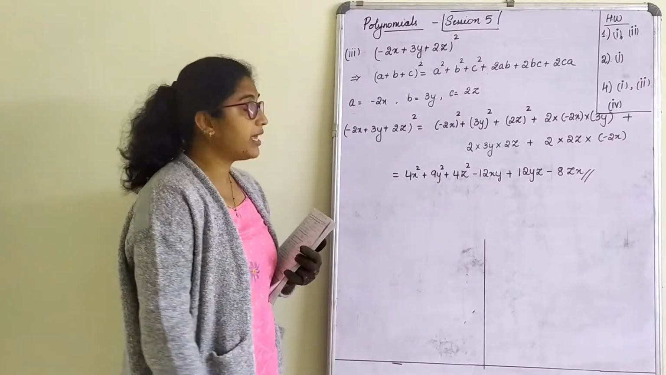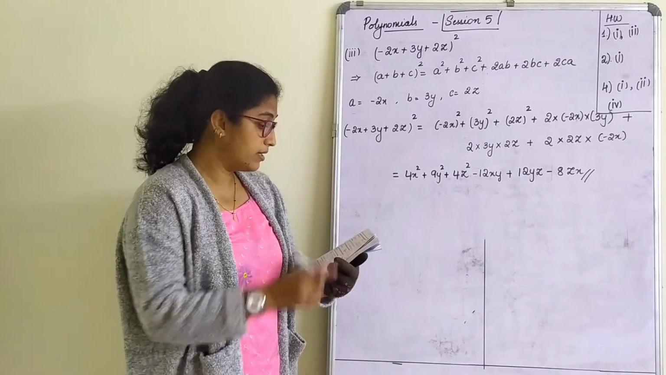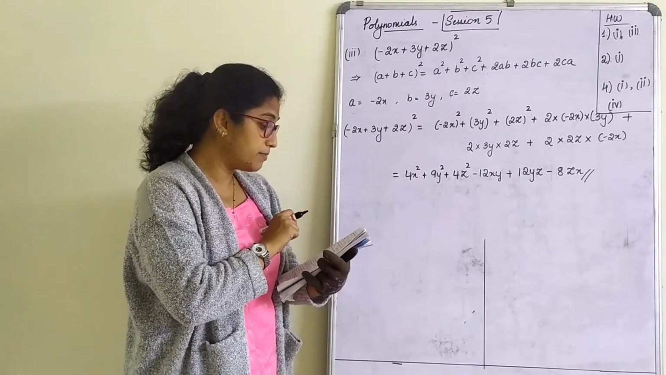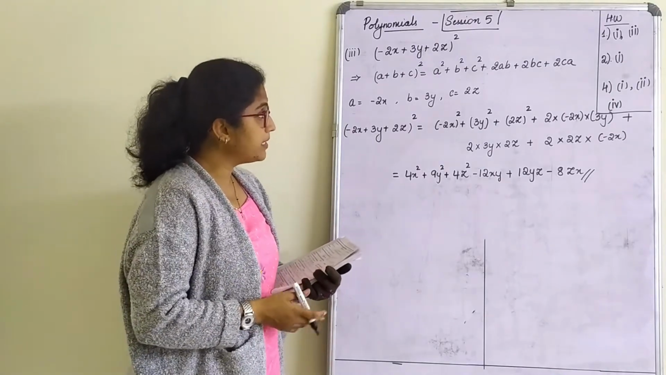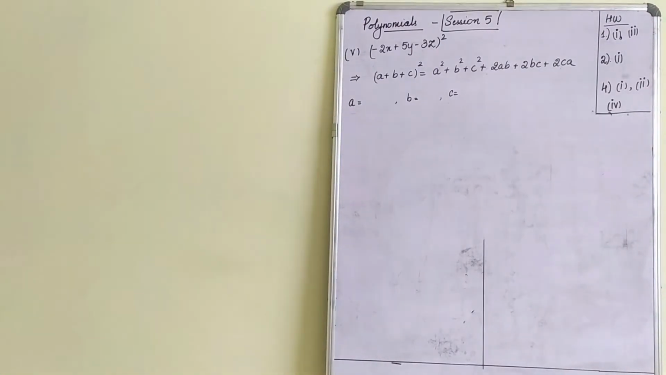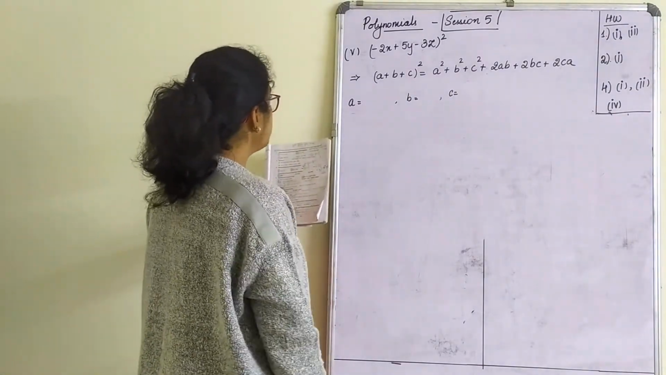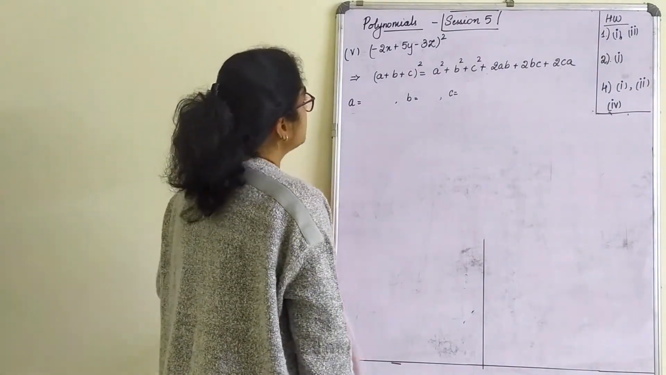This is the way you will solve it for a plus b plus c whole square. So I have 2 more sums to be done. I want you all to copy this down. I will be doing this sum here itself. And the fifth one, minus 2x plus 5y minus 3z whole square.